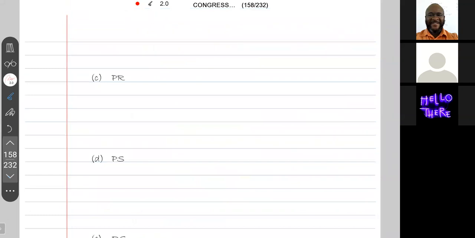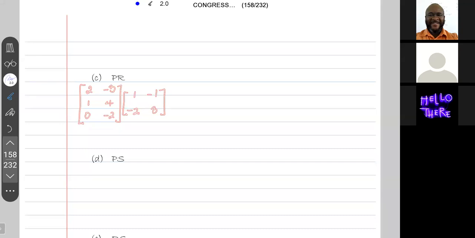So let's go to C. C is multiplying P by R. So P is 2 minus 3, 1, 4, 0, minus 2, that's P, multiplied by R, 1, minus 1, minus 2, 3. Okay.